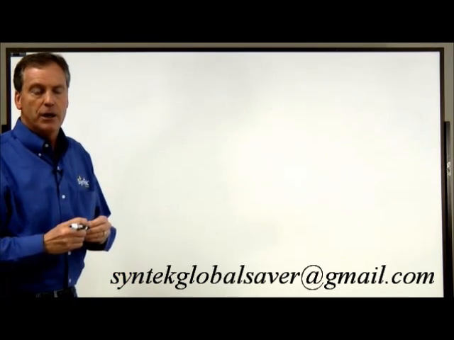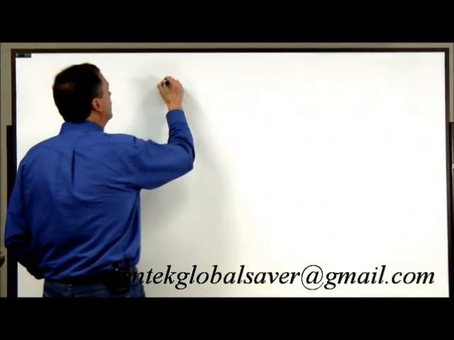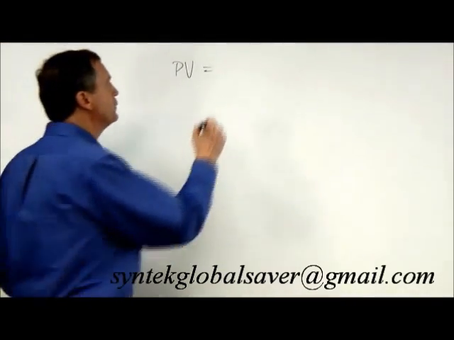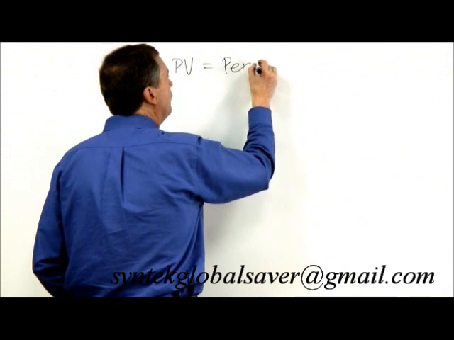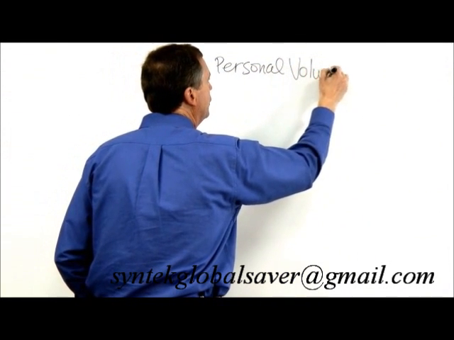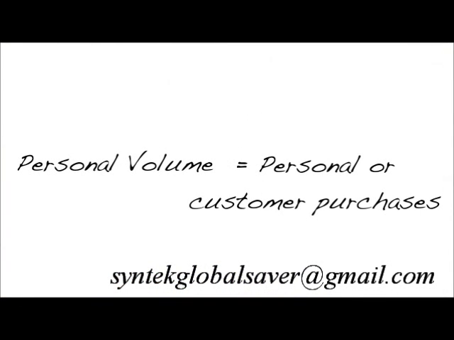First of all, you're going to want to know some terms before we get started, okay? The first term you want to know is PV. PV stands for personal volume, okay? Personal volume is derived by your personal purchases. Also, it's derived by your customers' purchases.